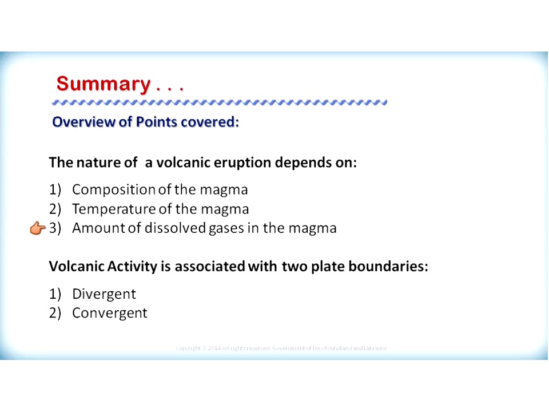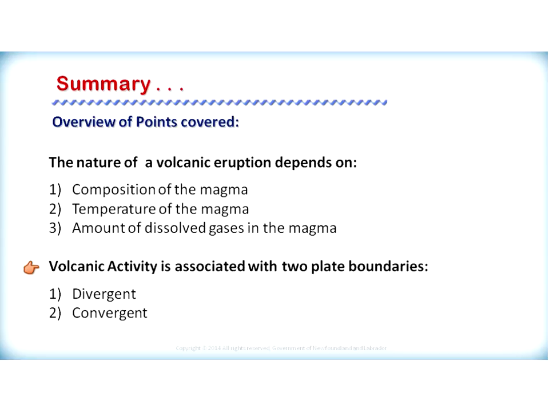And the third factor that affects the volcanic eruption will depend upon the amount of dissolved gases in the magma. If the magma has a lot of dissolved gases, they tend to be more explosive. If the magma has less dissolved gases, they tend to erupt more gently.